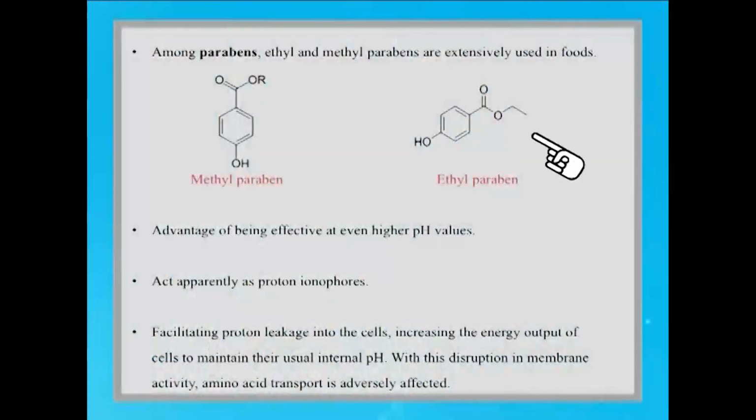Parabens are also very important for preservation. Like the ethyl and the methyl paraben, they are extensively used in the food industry. They are basically proton ionophores. They disrupt the cell membrane, and after disruption of the cell membrane, the internal pH of the cell, which is higher than the external pH, causes them to get dissociated and therefore they hamper the microbes which are growing inside the food item. Therefore, paraben can also be used as a food additive, and it has an advantage over benzoate because it can act at a much higher pH.